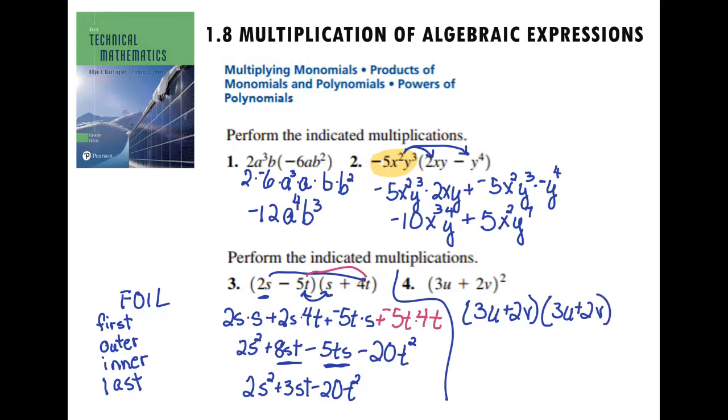So in this case, we do it the same way we did problem number 3. I'm kind of running out of room here. So my final answer, multiplying first terms together, is 9u squared. And the inner terms and the outer terms, that's going to be 3 times 2v. 3u times 2v is 6uv. And 2v times 3u is 6uv. Add those together, so that's going to give me a total of 12uv. And then the last terms give us 4v squared.